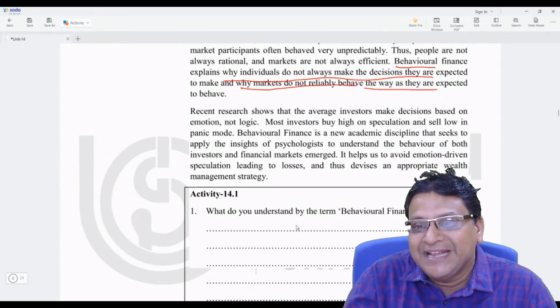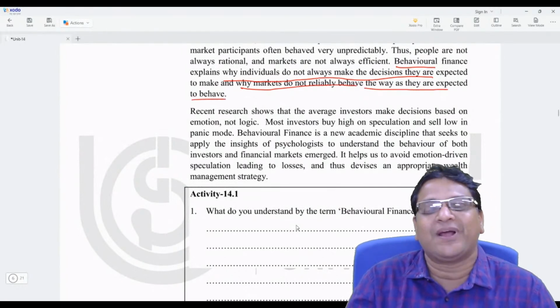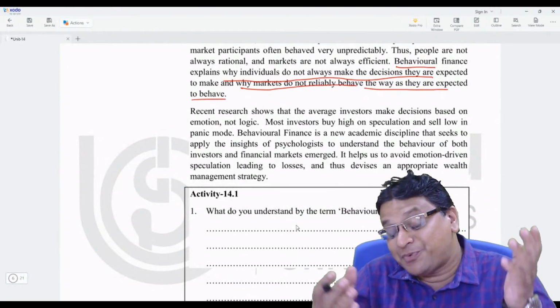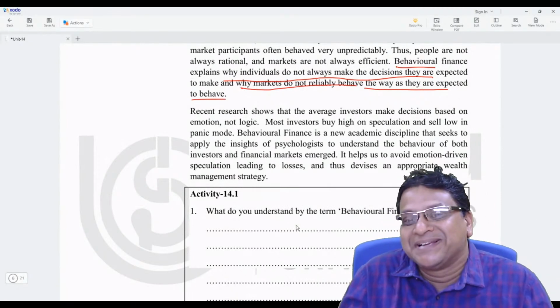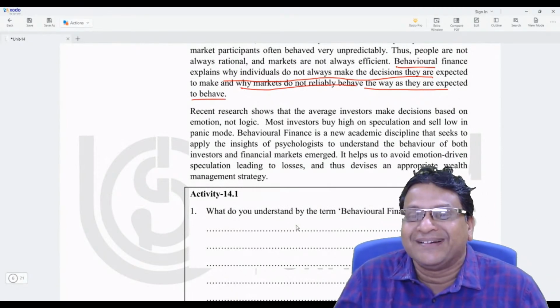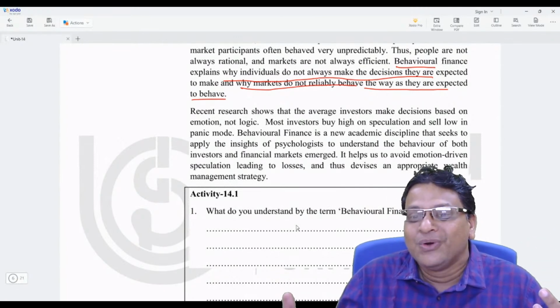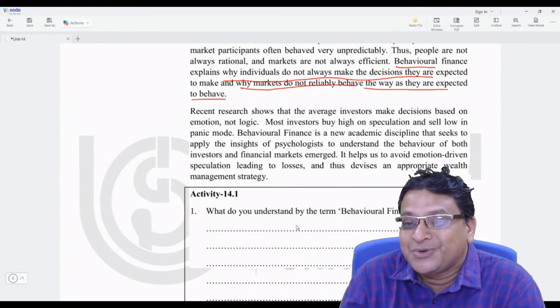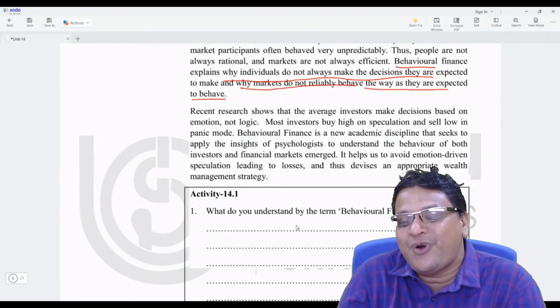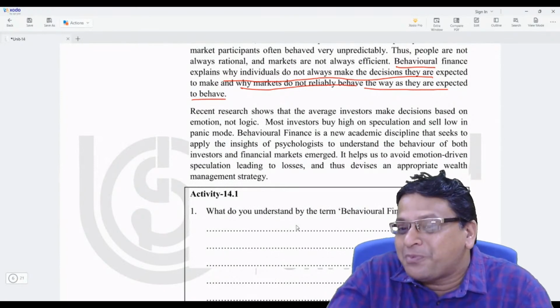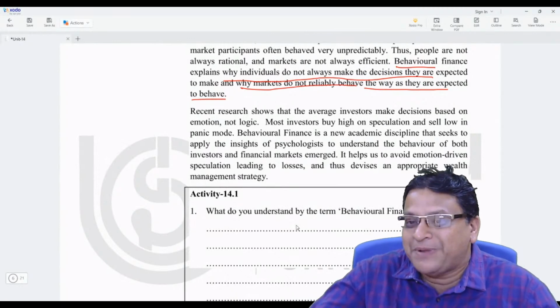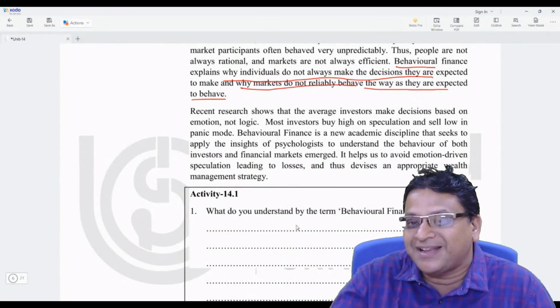We know that individuals are not in our hand. They behave as per their mood. The market is also not in our hand. The market has its own mood. So we should not try to time the market. We should not try to outperform the market. We should not try to be a smart investor.